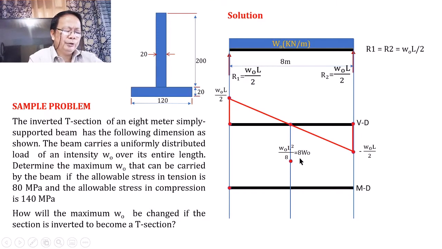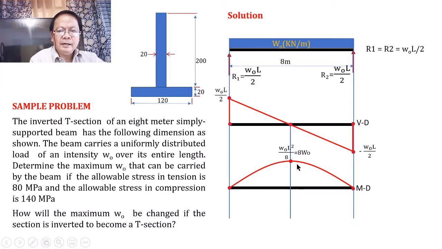The unit of the maximum bending moment, if W is expressed in kilonewton per meter and the length in meters, therefore this 8W will be in kilonewton meter. That will be in kilonewton meter. And the moment diagram will be concave in the downward direction because you have a load that is directed in the downward direction. So our moment diagram will be concave downward, and it will be positive.